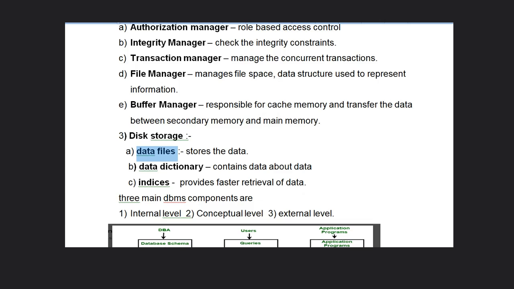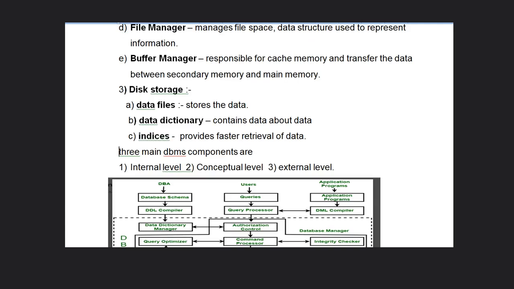Disk storage means maintaining the storage in the hard disk. First one is data files, which store the data in files. Data dictionary means maintaining the data about the data elements inside the database management system on disk. Indexes provide faster retrieval access of the data from the database management system. And a DBMS also has three levels: internal level, conceptual level and external level.